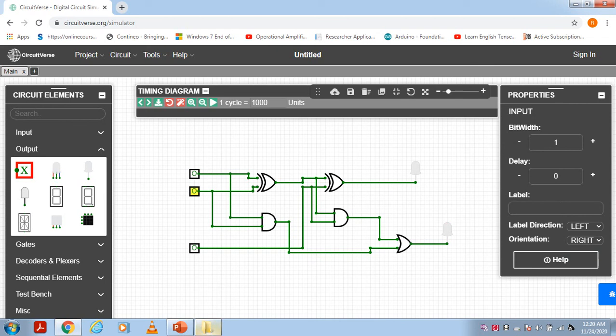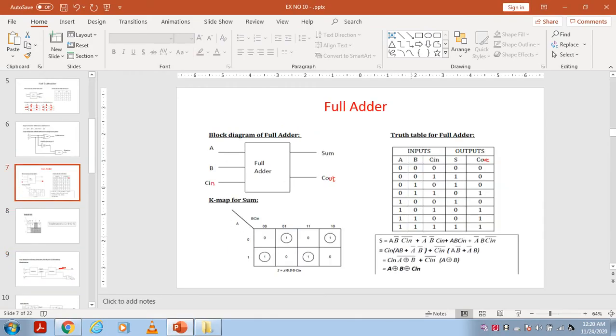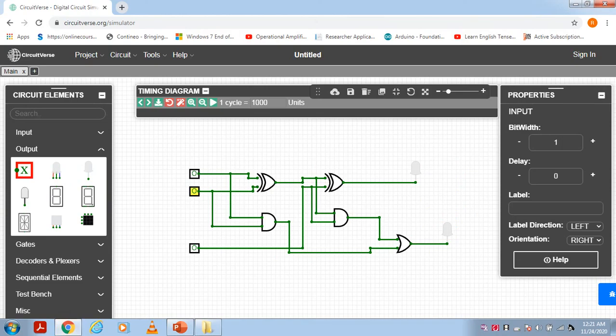Check the truth table of the full adder circuit. For 0 0 0 input, both sum and carry are 0. For 0 0 1 input, if any one of the inputs is high, then sum is high. Sum is 1 and carry is 0.